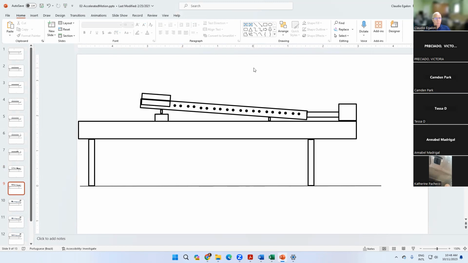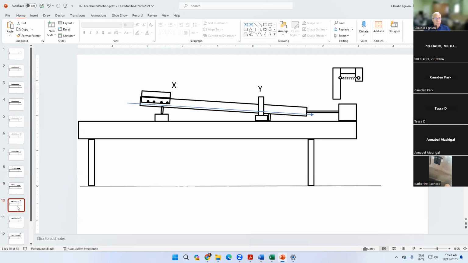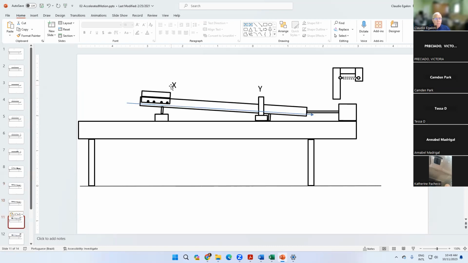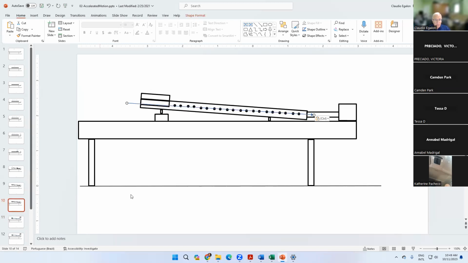Right in here. A little bit more. Okay, this position here of the front bumper of the cart is going to be what I call the position X. Okay, and here you go. Here's my coordinate axis, X axis.